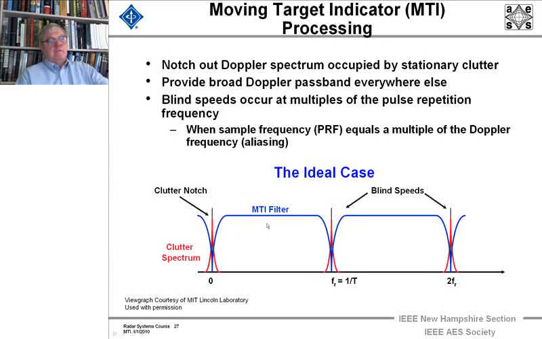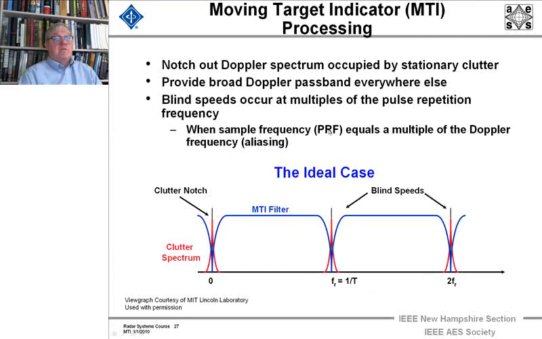You will always have blind speeds unless you sample the PRF high enough. But we showed you before, if we sample the PRF high enough, we get range ambiguities. And here we're going to have Doppler ambiguities. So we're going to be caught between a rock and a hard place. And as we move on, we're going to show you how to deal with these.